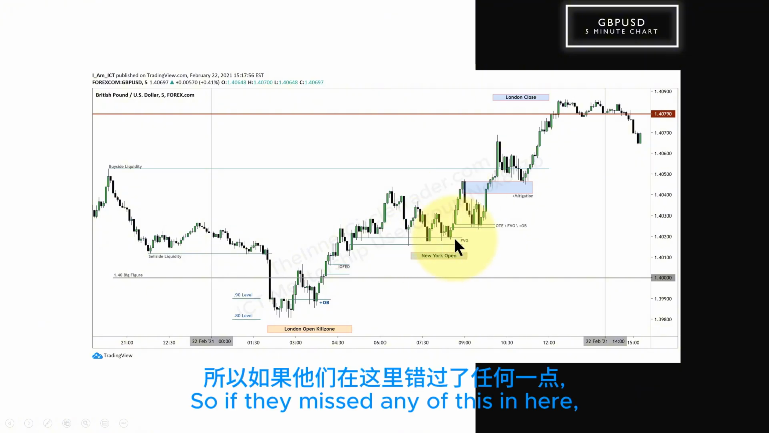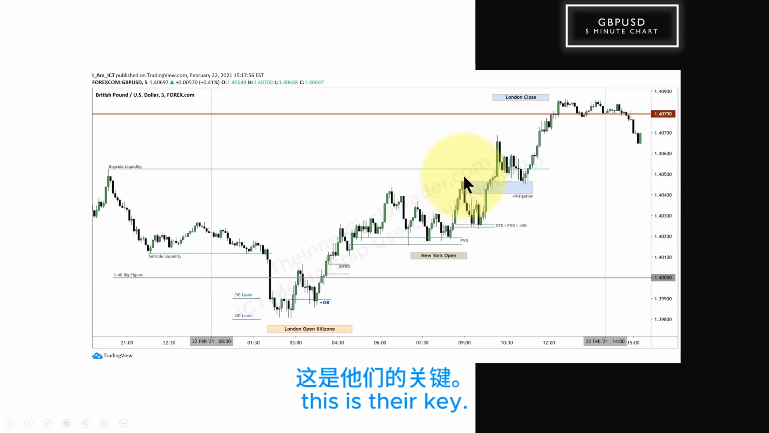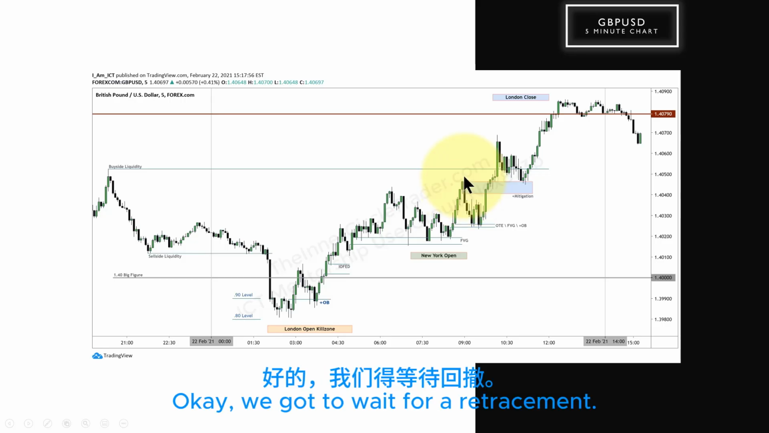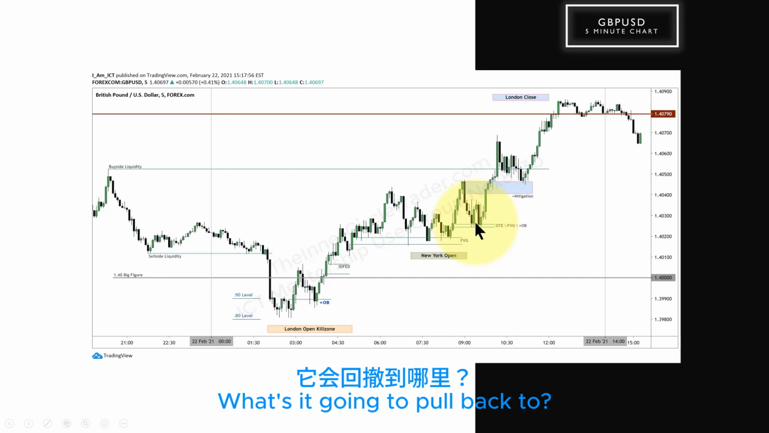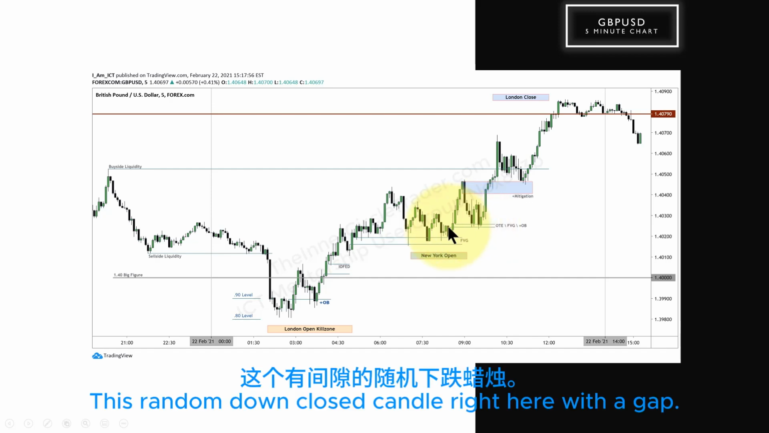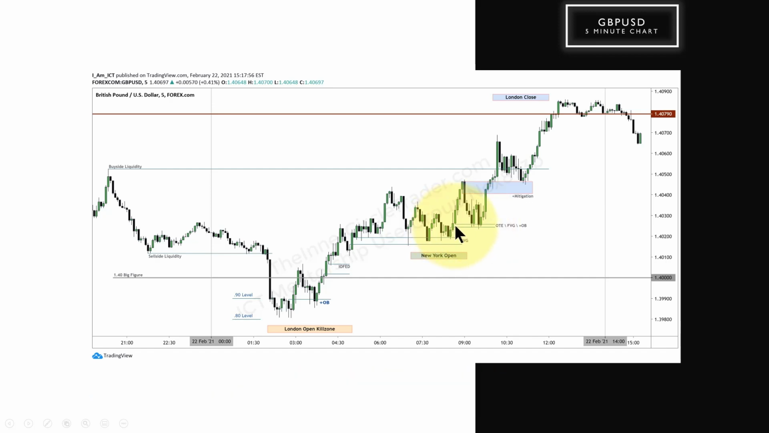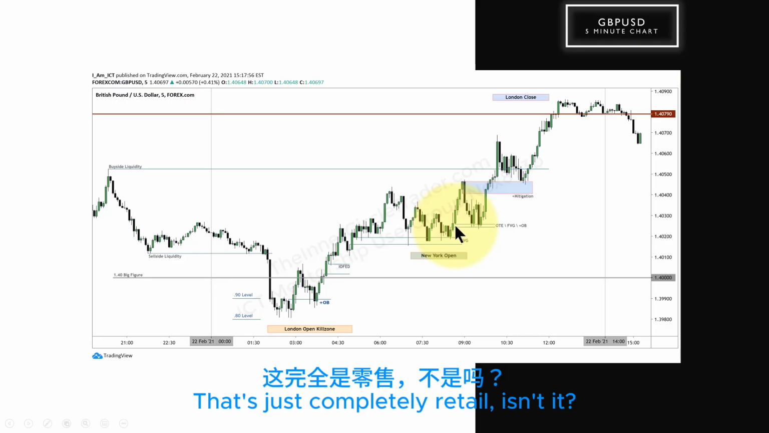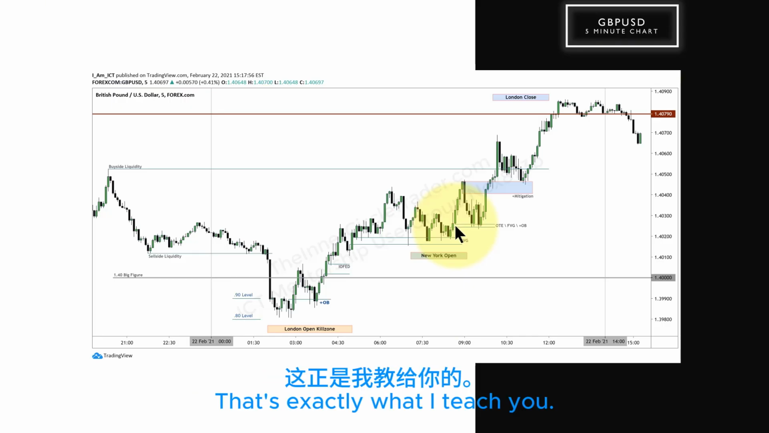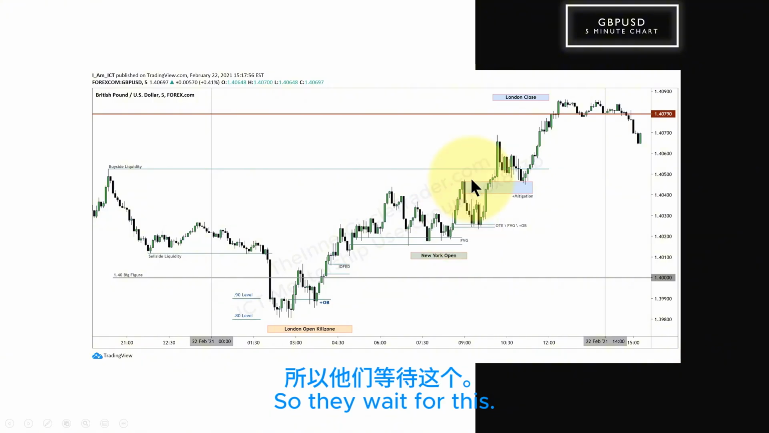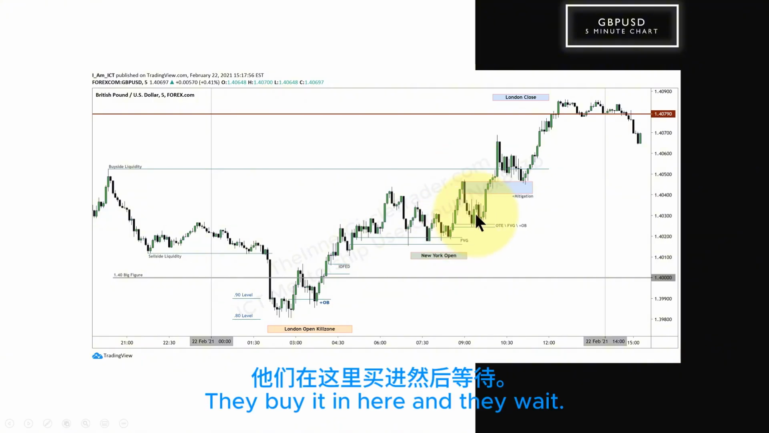So if they missed any of this in here, this is their key. Okay, we've got to wait for a retracement. Pull back. Where's it going to pull back to? This random down close candle right here with a gap. That's just completely retail, isn't it? That's exactly what I teach you. So they wait for this. They buy it in here. They buy it in here.